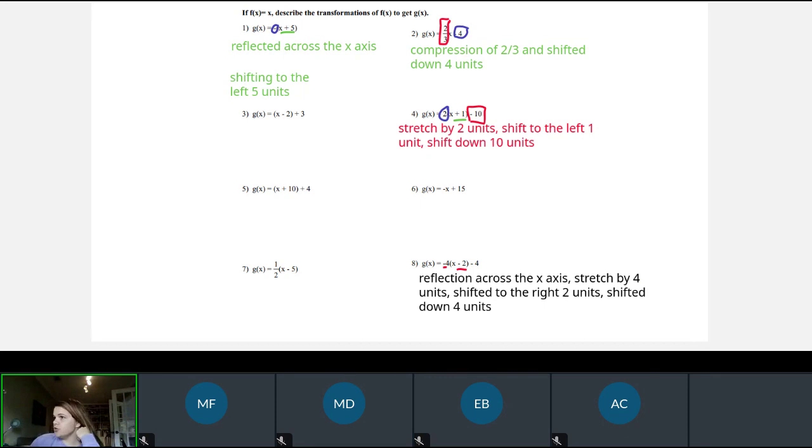So my advice to you when you're doing these is to just start at the beginning and take it one transformation at a time. Anything that's different means it has been transformed. If it's now negative, that's a reflection. If the slope has changed, it's a vertical stretch or compression. If there's something in the parentheses, it's left or right. If there's something at the end, it's up or down. Okay, so don't try to look at all of it at the same time and write it all. Just go one piece at a time.